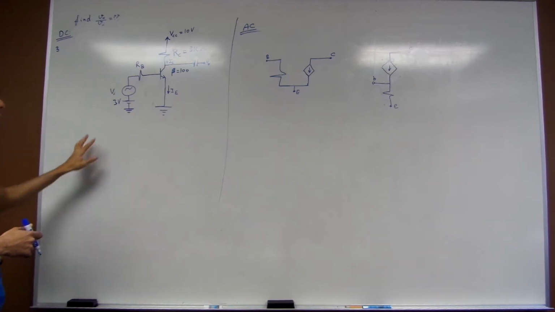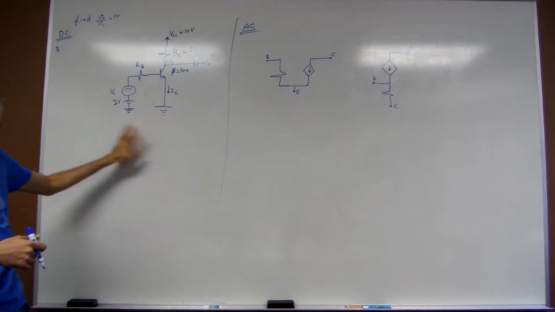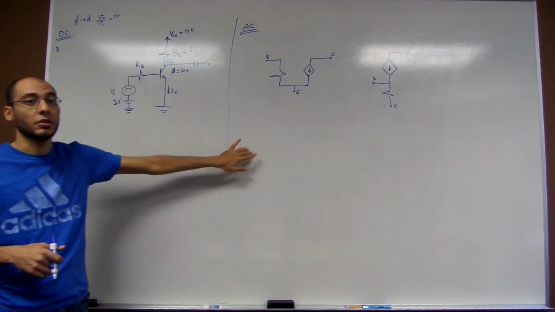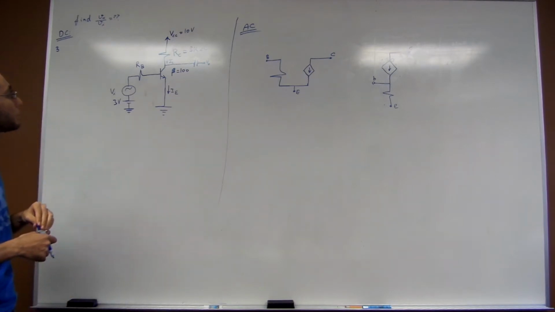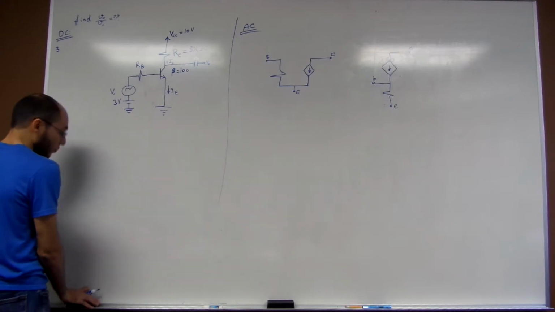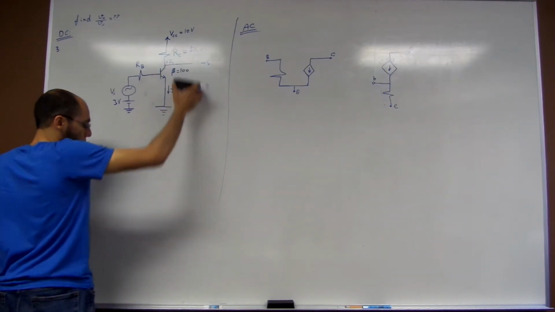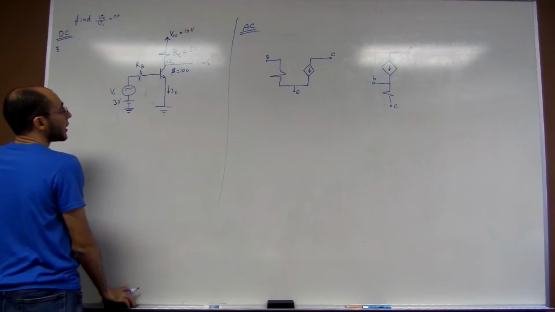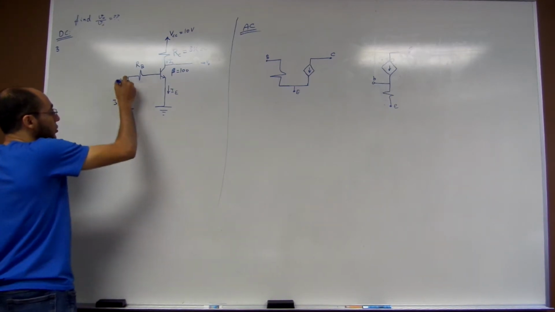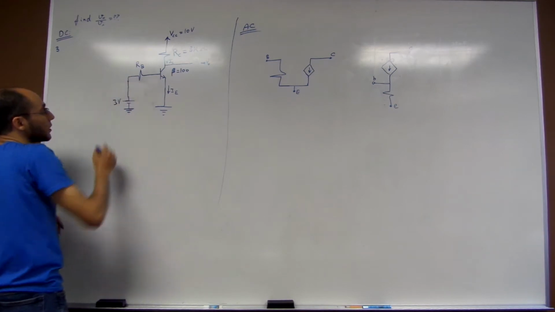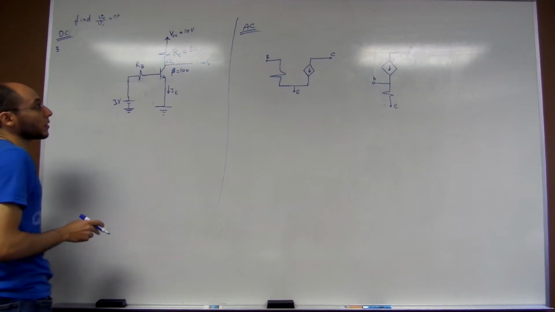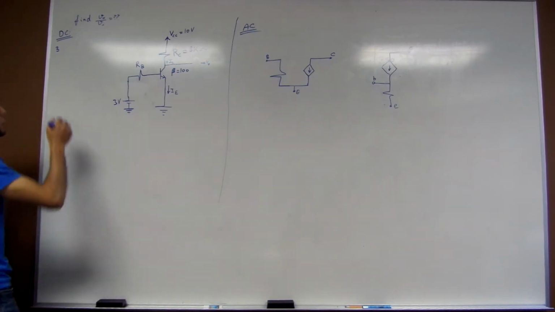So what we do is that we solve the problem first in the DC mode, then find some values to use in the AC mode. In the DC mode, we switch all the capacitors to an open circuit, and all the AC sources to a short circuit. So this becomes the DC equivalent circuit.